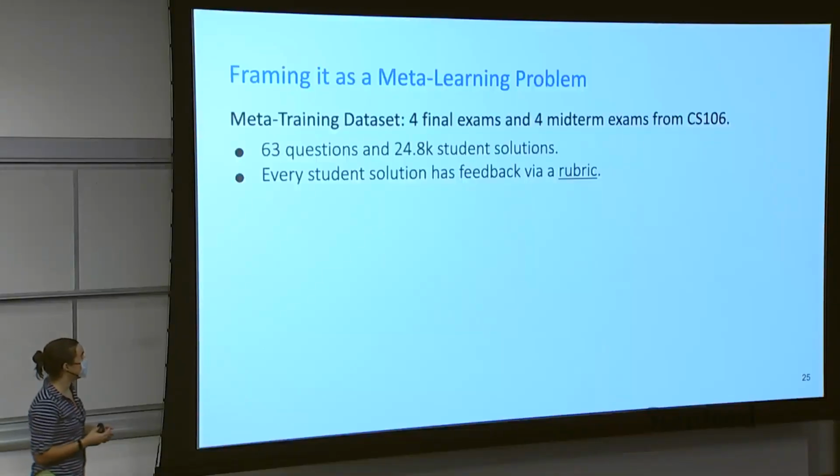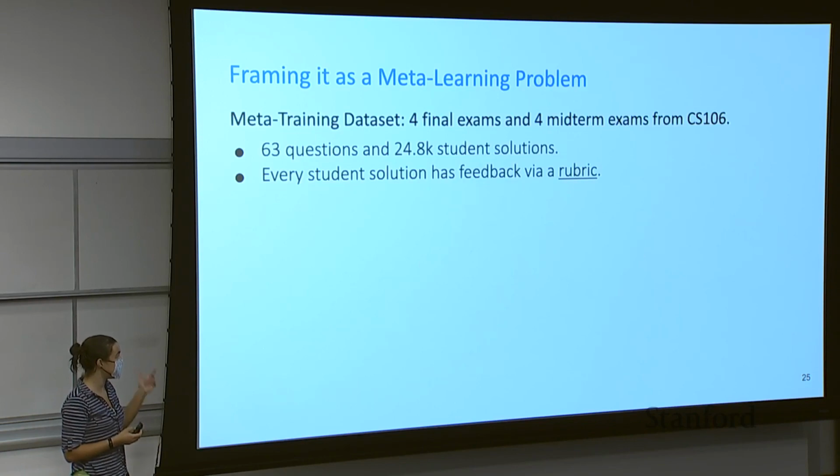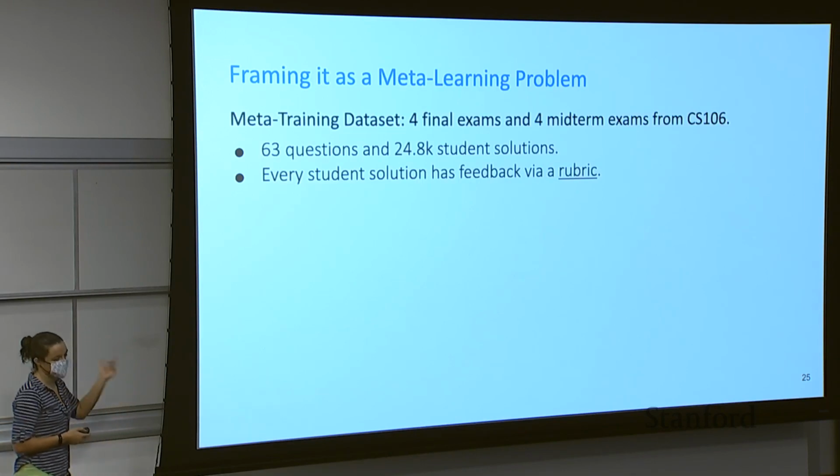So for meta-training, we have 8 exams from the Intro CS course, CS106. This is fully labeled: the students get feedback via the rubric.